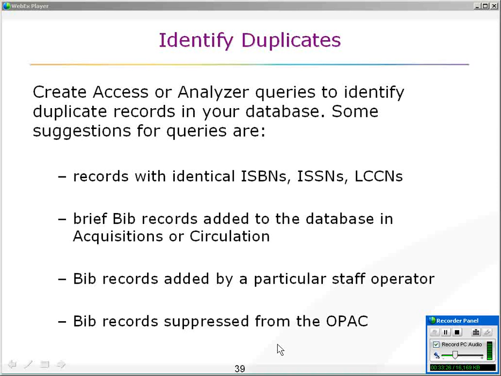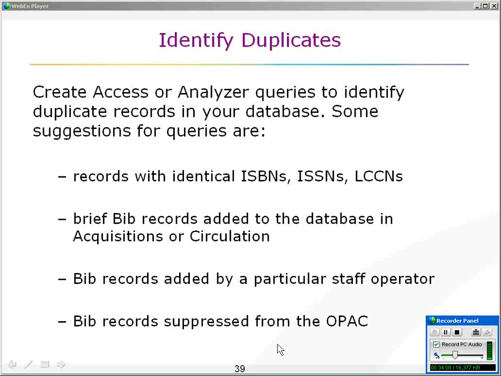You might decide to perform a query that says, essentially, show me all of the brief bib records added to the database by acquisitions or circulation transactions. So when the circulation or acquisitions desk is the place where that information has been added. Maybe bib records added by a particular staff operator. So if you've got an acquisition staff operator who's adding bib records into the database, then being able to identify them very specifically and say, okay, we're going to work with operator A today and make changes to those bib records as is required.